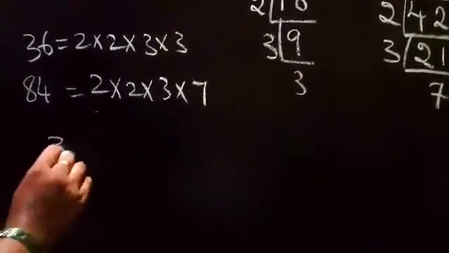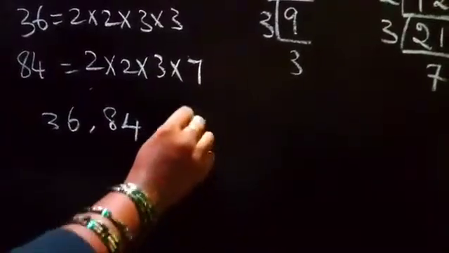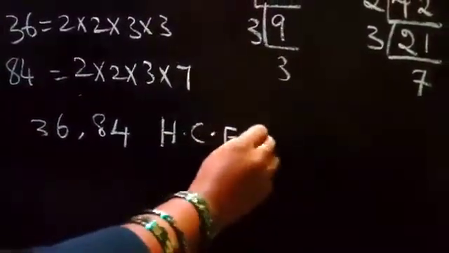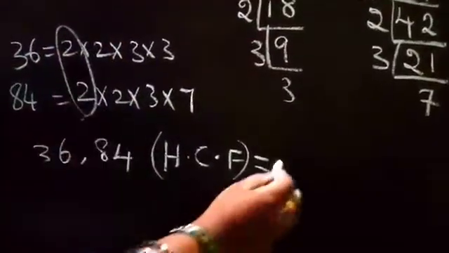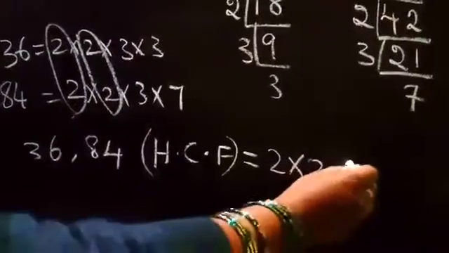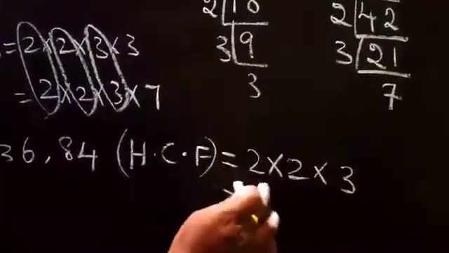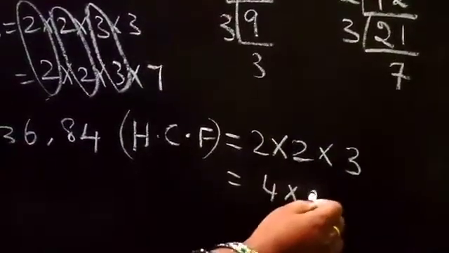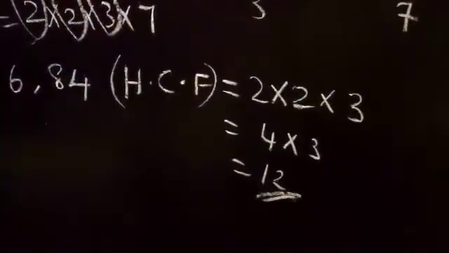So the HCF of 36 and 84 is equal to, what we have here, 2. Again in this one more 2 is common. Again we have 3 also is common. So 2 2s are 4, 4 3s are 12. So 12 is our HCF.